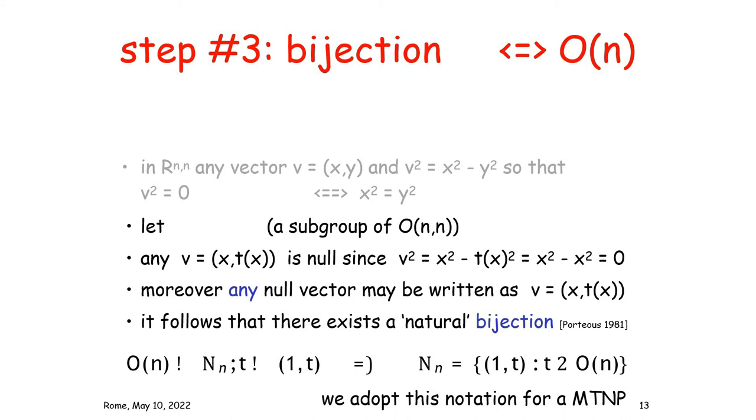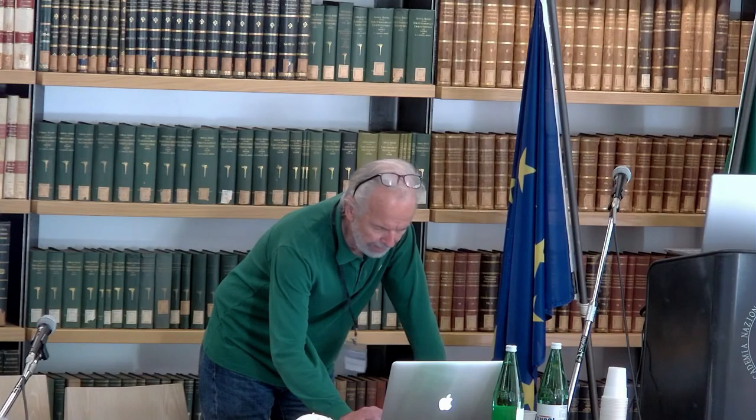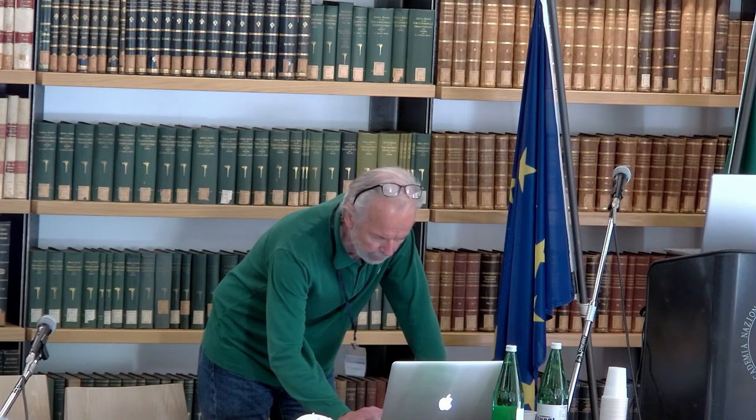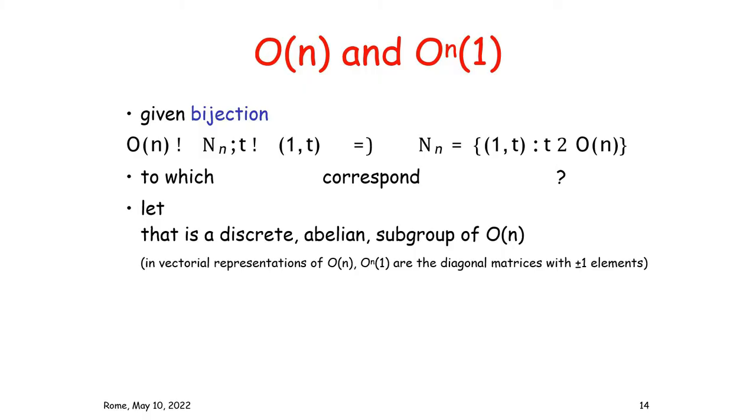We can call M of N instead the set of 2 to the n group, and any vector that has the form x, t of x is null, since its square is x squared minus t of x squared, but t of x belongs to the orthogonal group, so this is equal to x squared, and so this is 0. And moreover, any null vector of the linear space can be expressed in this form. It follows that there is a natural bijection between the set of null subspaces of this space and the orthogonal group. And we can define a null subspace with this notation, because it means all the couples x, t of x.